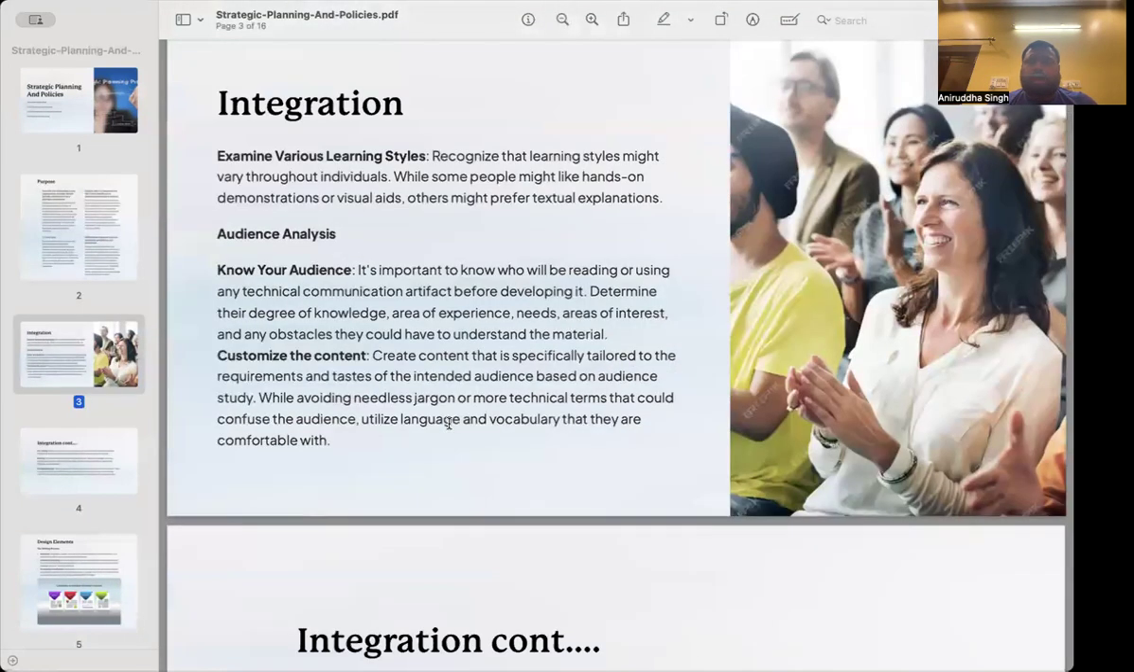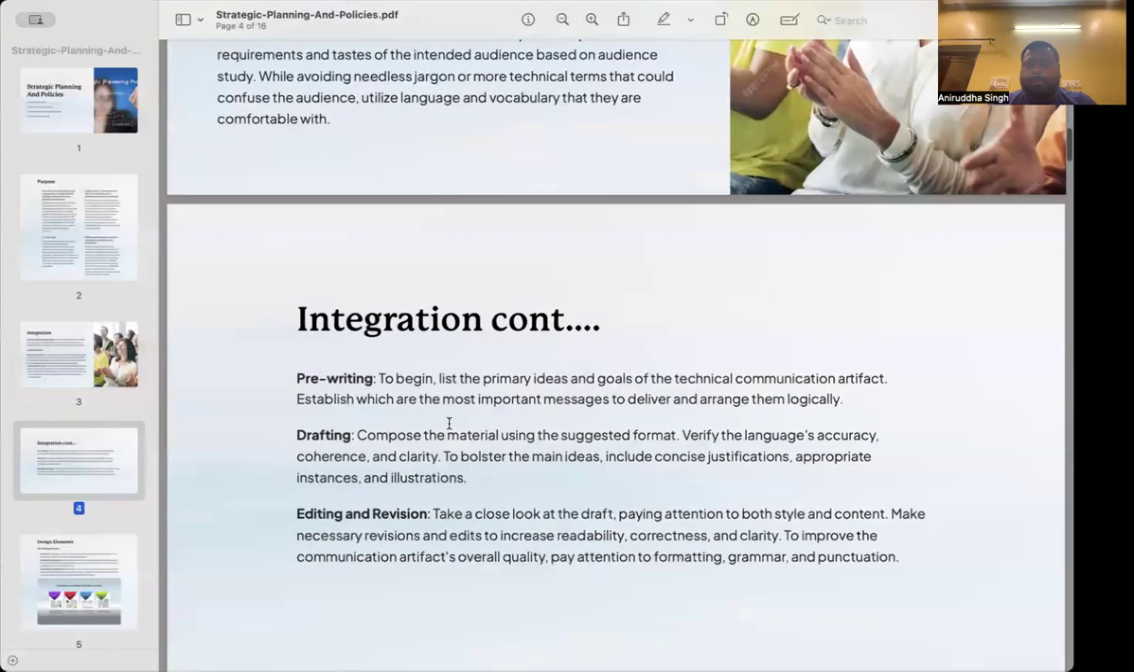So let's understand how we can talk about different learning styles. Before we talk about our learning styles, we need to make sure that we understand our audience. We need to know their degree of knowledge, their area of experience, needs, and area of interest. And then we have to customize the content, tailored to the requirements and taste of the intended audience based on audience study.